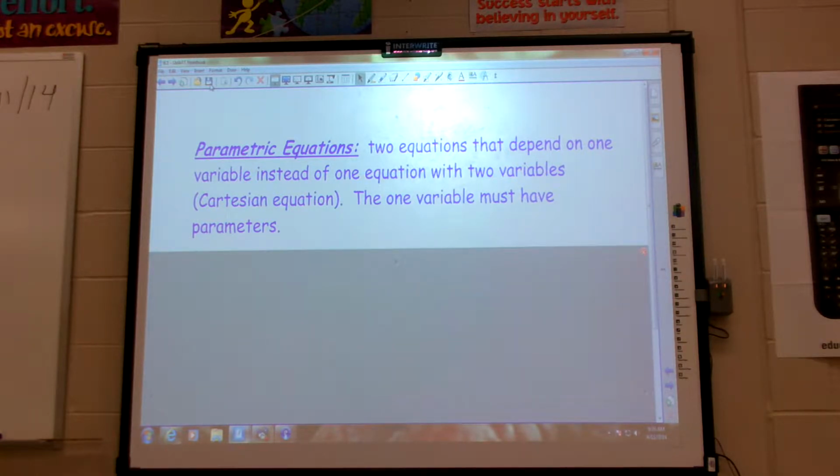Now we want parametric, which is two equations that depend on one variable. They both depend on the same thing. Now, it must have parameters. What does the word parameter sound like?